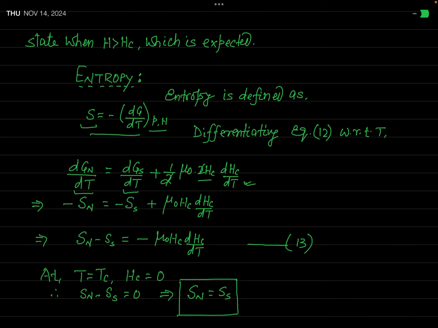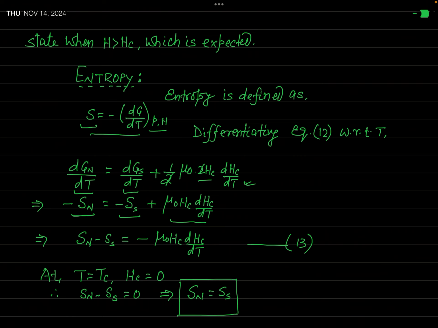But according to this definition, since S is equal to minus dG by dT, dGn by dT will be simply equal to minus Sn. Here n subscript again refers to the normal state. So this Sn is the entropy of the material in the normal state. And this dGs by dT is minus Ss. Ss is the entropy of the material in the superconducting state. And plus mu naught Hc times dHc by dT.